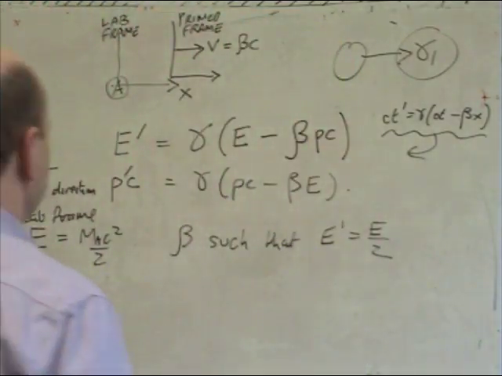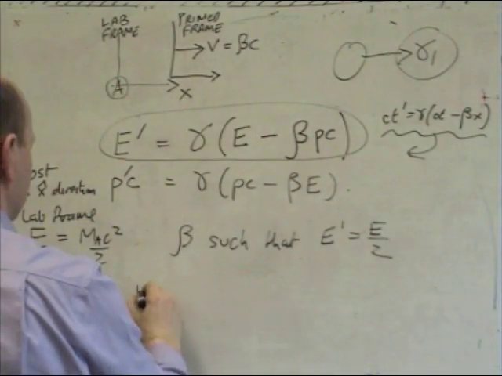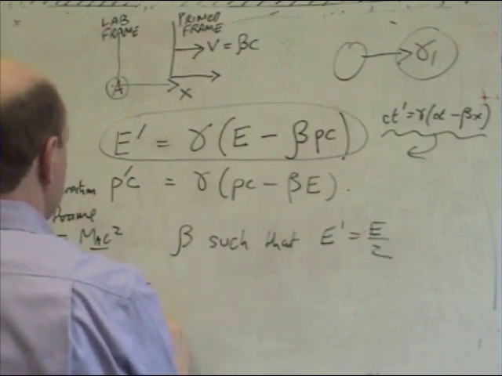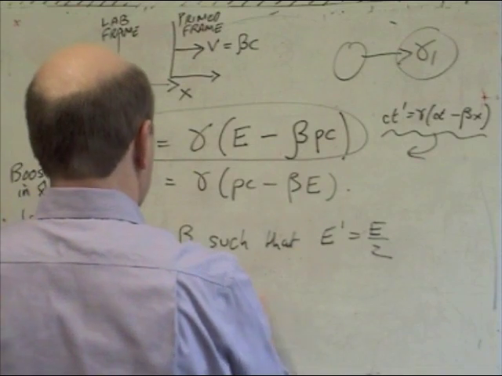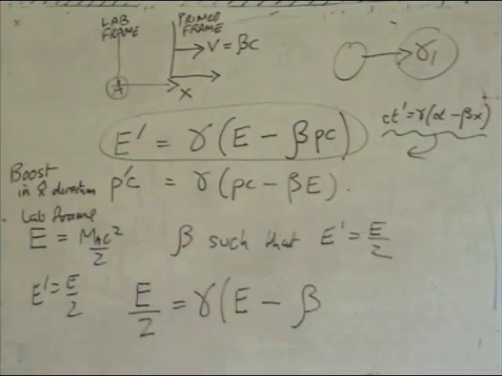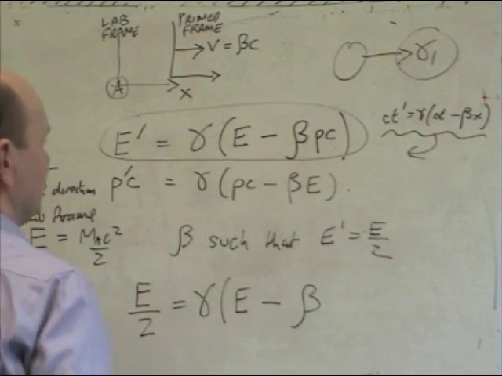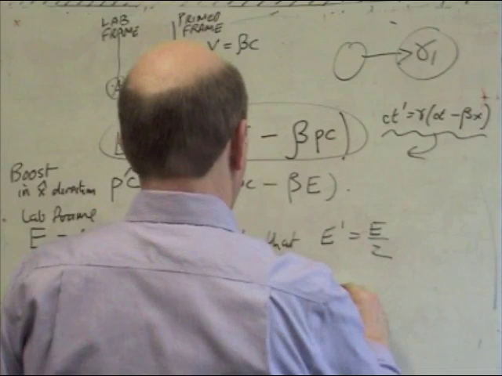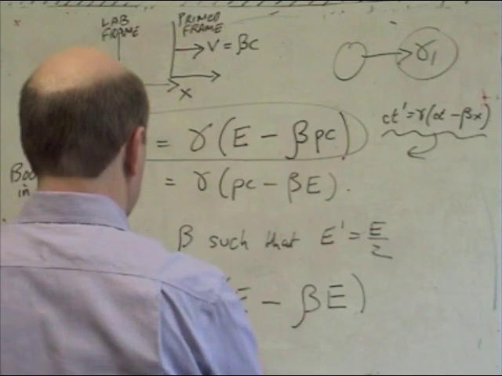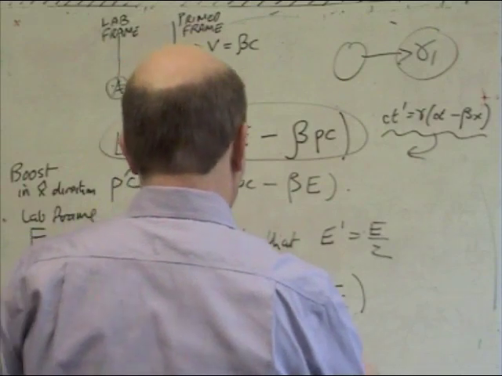So let's see if we can write down some equations. Start with the Lorentz transformation. Write down E primed equals E upon 2 and substitute that in. So E upon 2 equals gamma times E minus beta. Now beta is just V over C. PC for a photon equals E. So instead of writing PC, I'm simply going to write E here. So that means that E upon 2 equals gamma, factor out the E, times 1 minus beta.